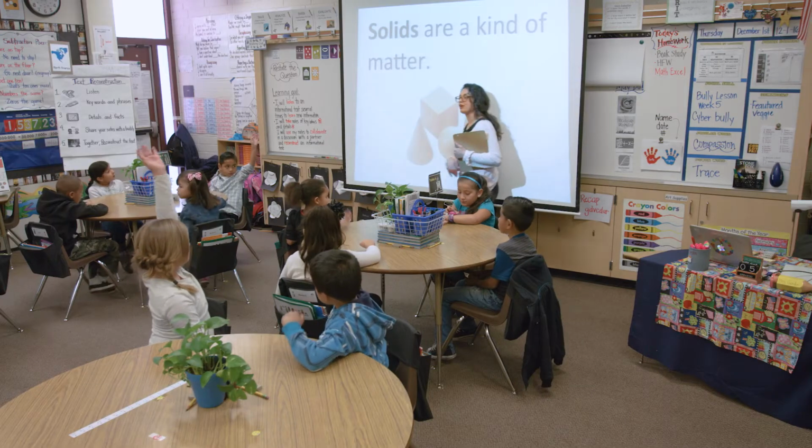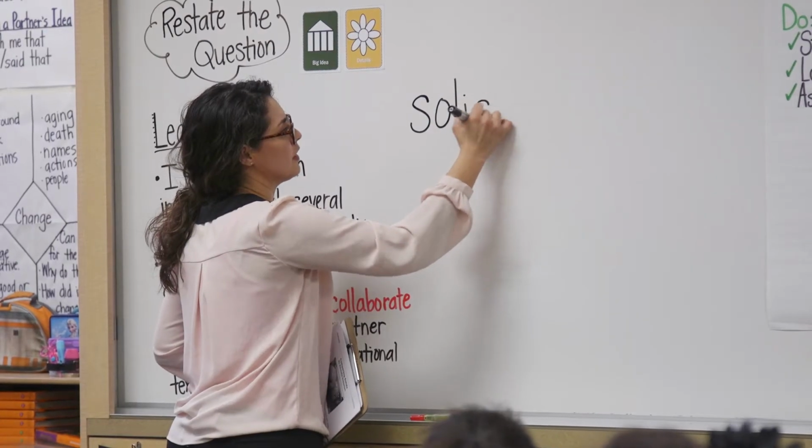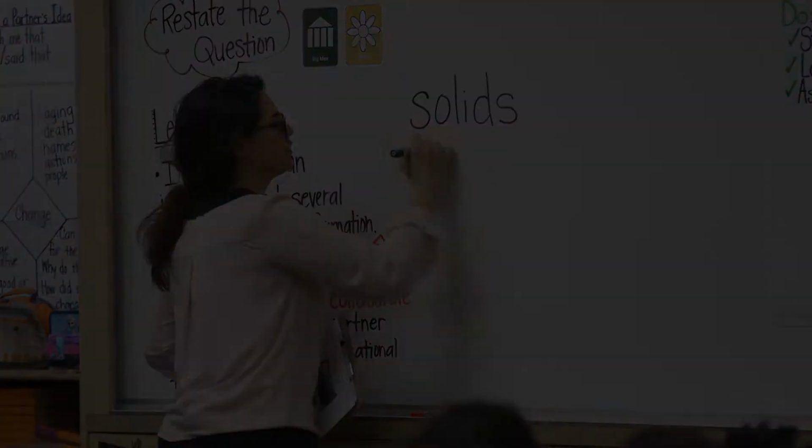So before I read the text to the students, I built background, I showed them visuals, and I also showed them definitions of the words. And after that, I wrote them on the whiteboard so that they can access them later as we're reconstructing the text.